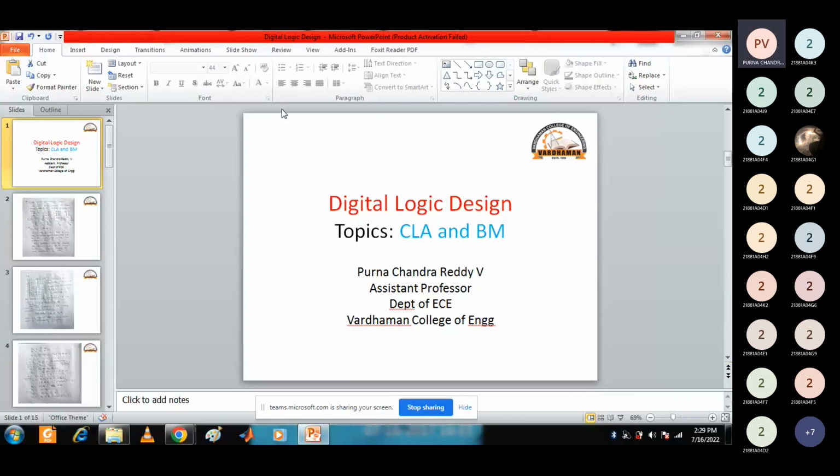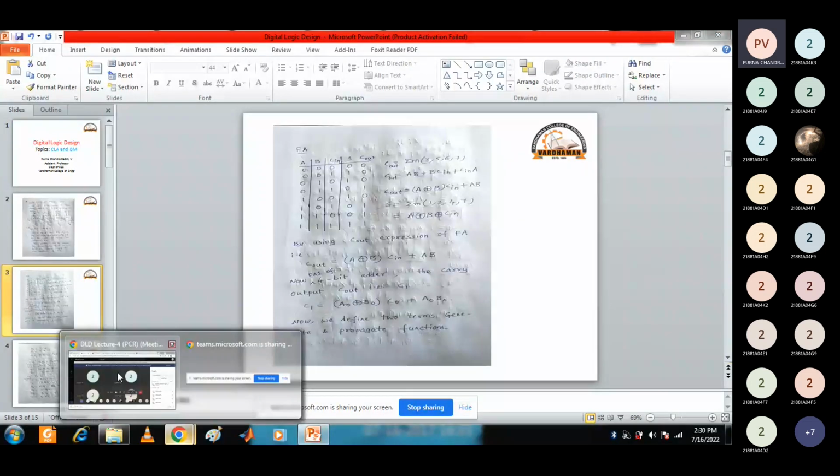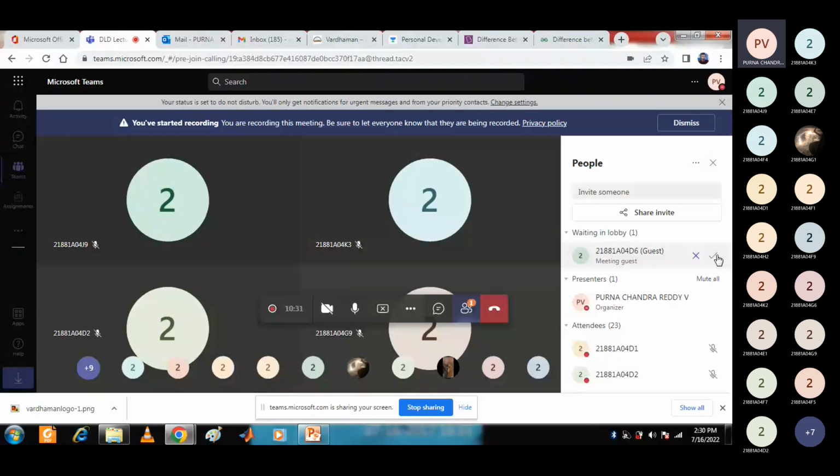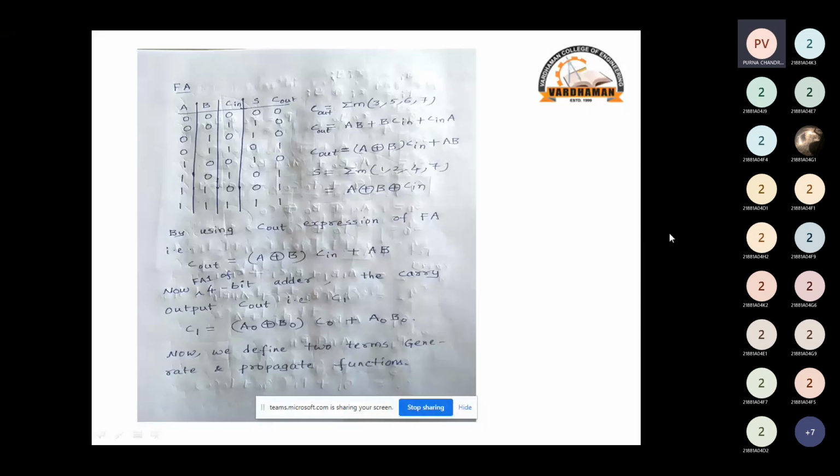So what is the sum expression? If the full adder has 3 inputs x, y, and z, what is the sum expression? Any of you, please tell. The inputs are x, y, z. The sum expression is x XOR y XOR z. What is the carry expression? The carry expression is xy plus yz plus zx.